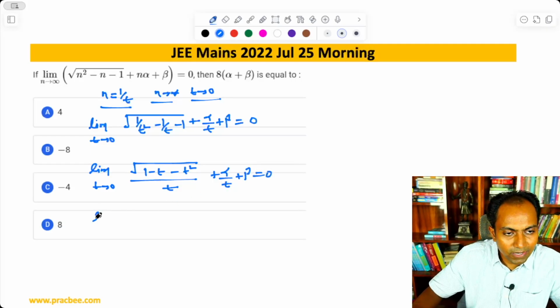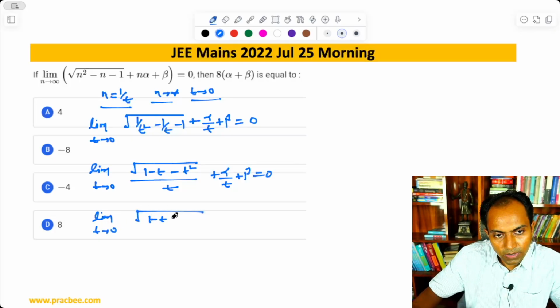If I patiently write one more step, it would be very clear. So limit t tends to 0 of root of 1 minus t square plus alpha plus beta t, all by t. This should be equal to 0.